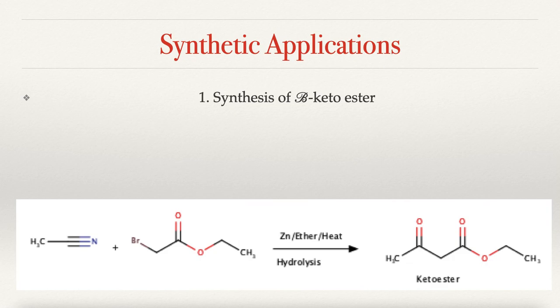The Reformatsky reaction is used in the synthesis of beta ketoester. Methyl nitrile on treatment with alpha bromoester in presence of zinc in ether, followed by hydrolysis, gives the ketoester. It is the beta ketoester. This is the carbonyl group, this is the alpha carbon, this is the beta carbon. On the beta carbon there is the ketone group, so it is the beta ketoester.